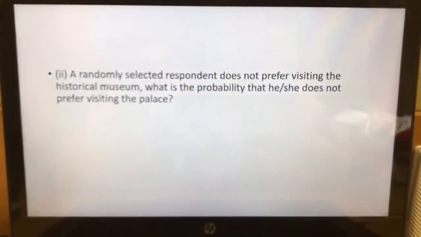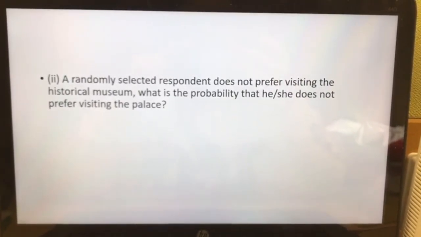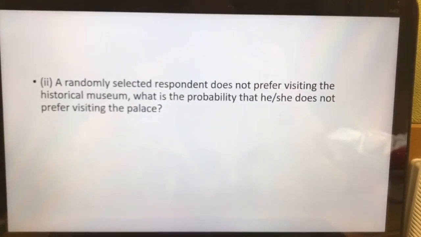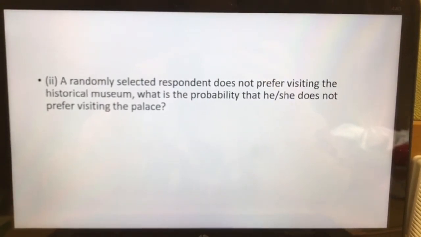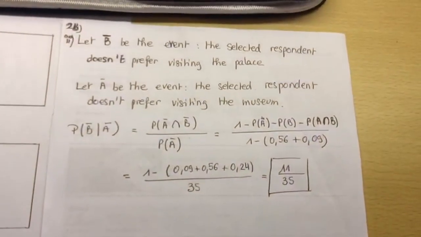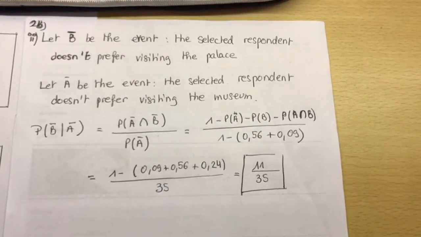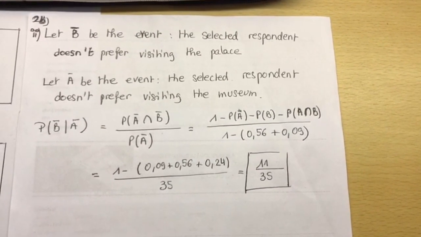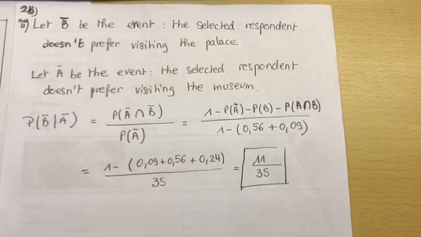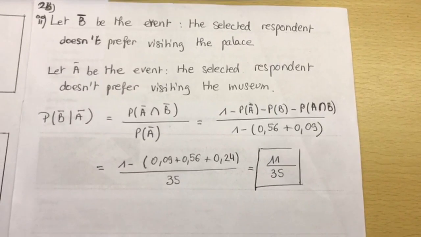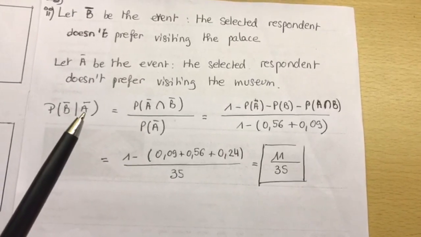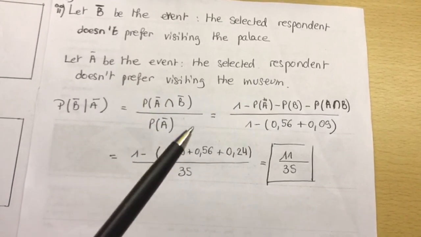Now I will present you the second part of the question. So the question is: a randomly selected respondent doesn't prefer visiting the historical museum. What is the probability that he or she doesn't prefer visiting the palace? So let B bar be the event the selected respondent doesn't prefer visiting the palace, and A bar be the event the selected respondent doesn't prefer visiting the museum. So we will calculate the probability of B bar knowing A bar. This is the formula of the lectures.